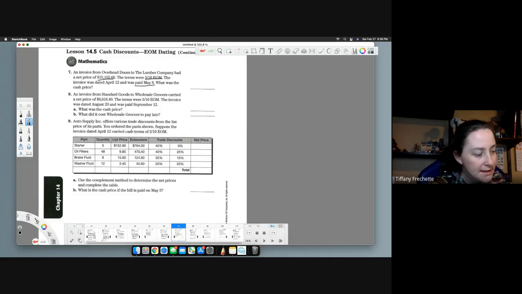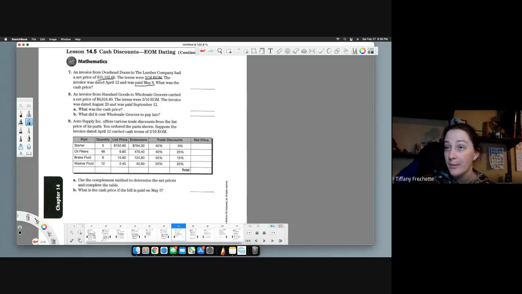Let's take a look at number 9 because they do give you a couple extra pieces here. So Auto Supply Inc. offers various trade discounts from the list price of its parts. You offered the parts, ordered the parts shown. Suppose the invoice dated April 12th carries cash terms of 2/10 EOM. So there's our terms, and our invoice was dated April 12th.